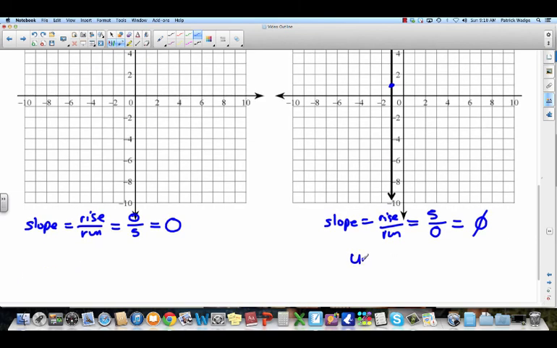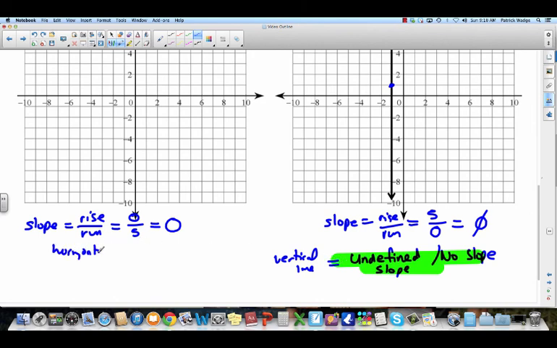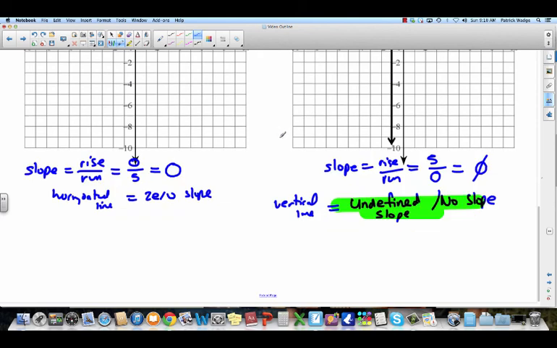This one is undefined, we say, or no slope. If there's a vertical line, it's undefined. It has undefined slope, or it has no slope. You say one of those two things. So that's very important. That's for vertical lines. Should I write that in there? Vertical line equals undefined slope, horizontal line equals zero slope. Now notice, this zero here doesn't mean no slope, it means zero slope, right? The slope equals zero.